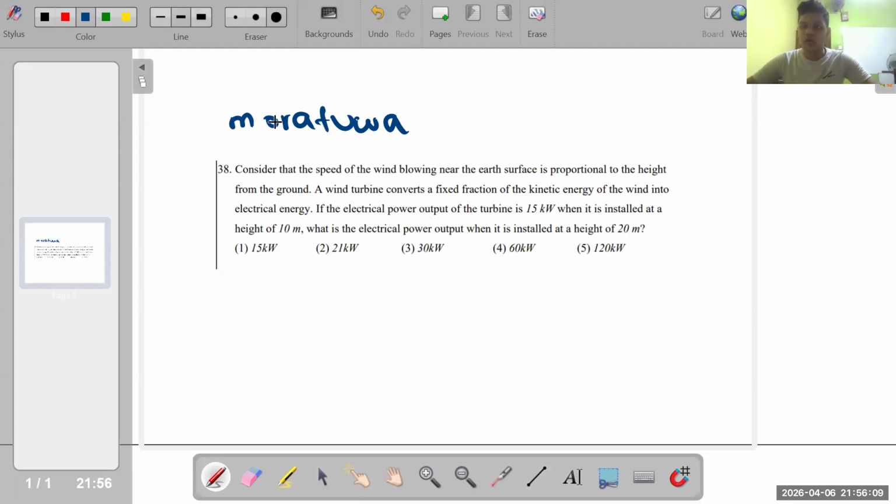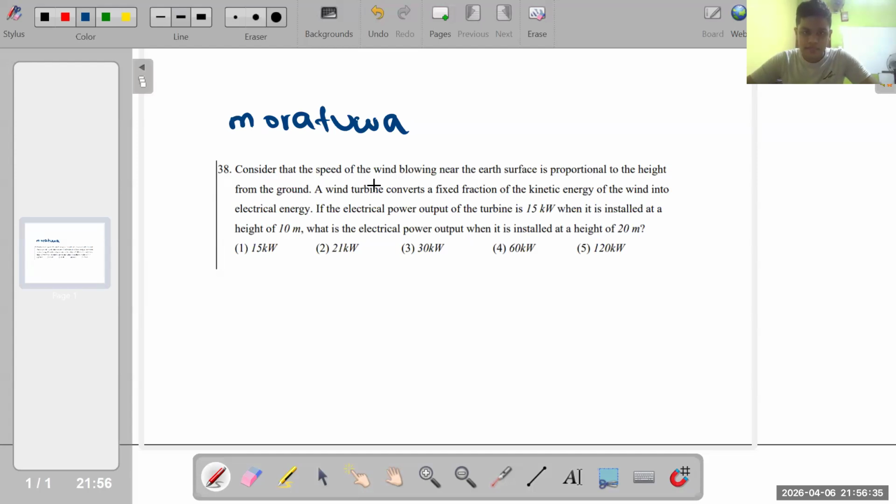So let's see. First of all, try to understand the question and try to connect what they are actually trying to test from us. By reading the question, you should understand what laws we can apply, what equations we can apply, and what concepts we can apply. Okay, let's read the question.